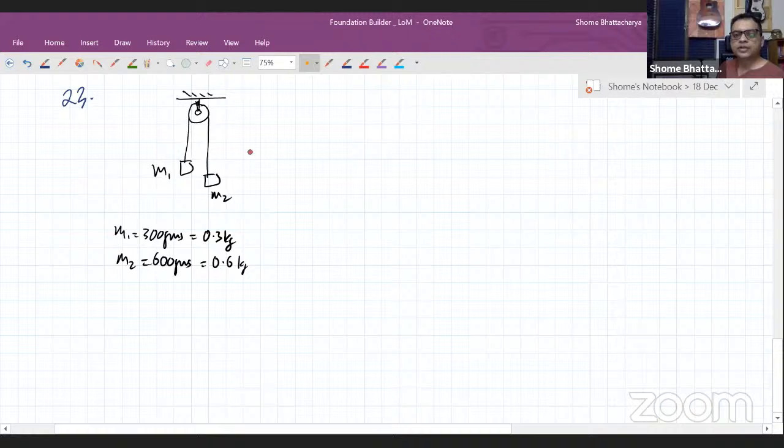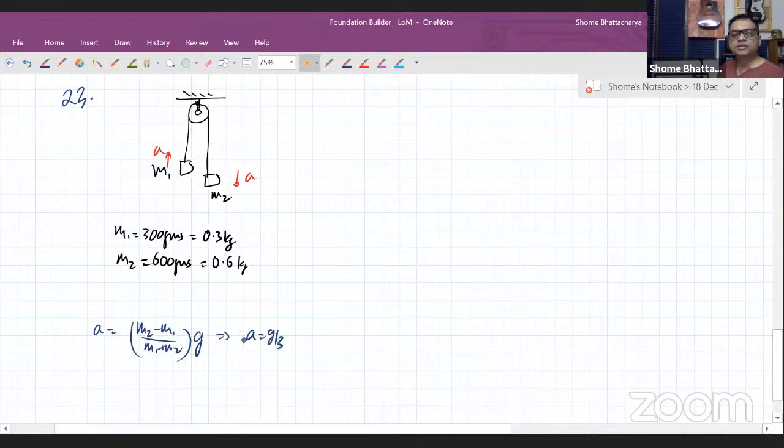So we know that this one will be accelerating down, the lighter one will be accelerating up. And when you solve the free body diagrams, you will get the acceleration like this: (M2 minus M1) upon (M1 plus M2). So in this case, you will get the acceleration as g by 3. So this part is actually question 22. So we already worked this out.